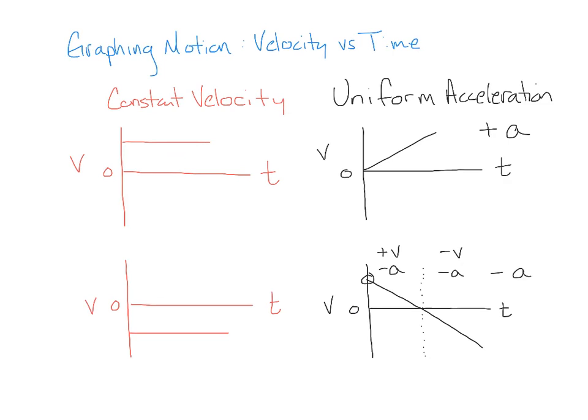Of course, another way to look at that is look at the line itself. If you're getting closer and closer to 0, you're slowing down, like we are for this first half. But if you're getting further and further away from a velocity of 0, then you must be speeding up, like we are for that second half. So let's look at some coordinating position versus time graphs and velocity versus time graphs.